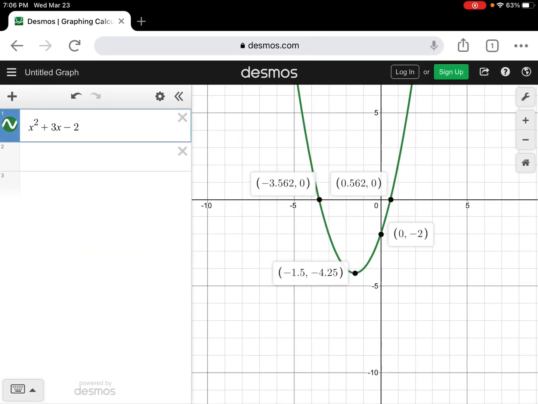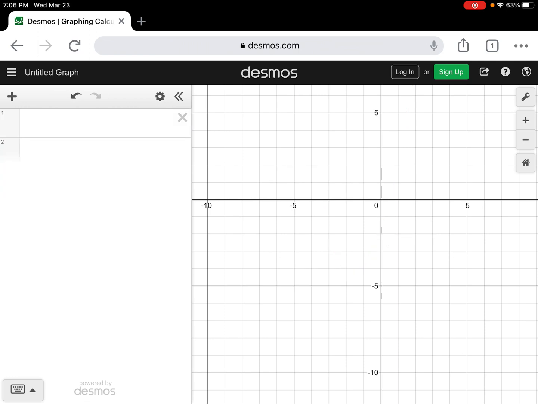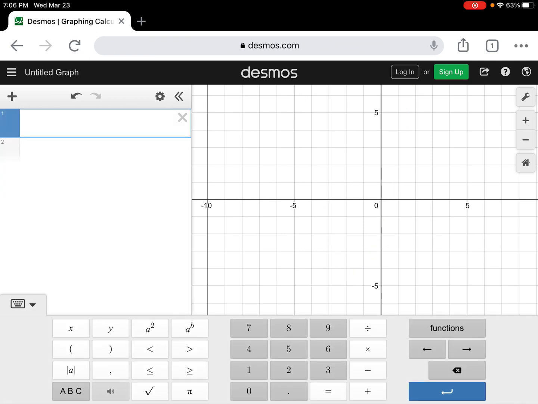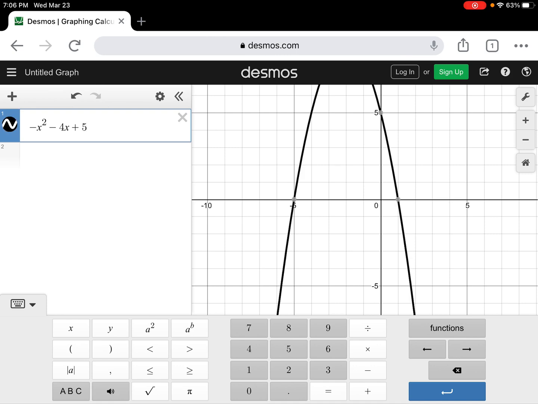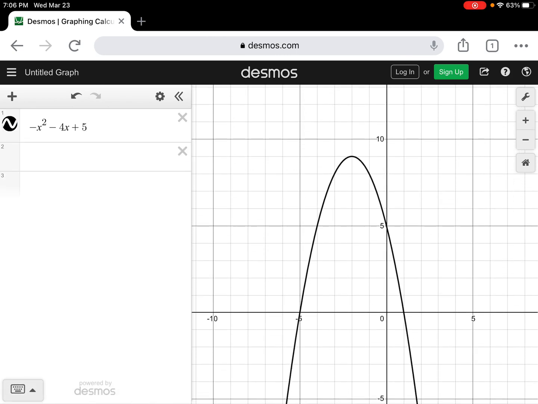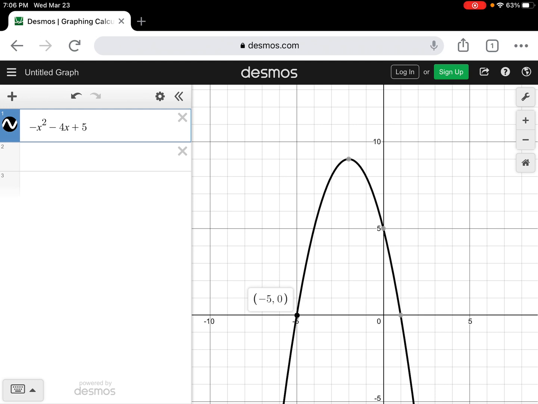Okay, so I'm going to go back to Desmos and plug in my function. So I have a negative x squared this time minus 4x plus 5. Okay, so here's my graph, and my intercepts are as follows.